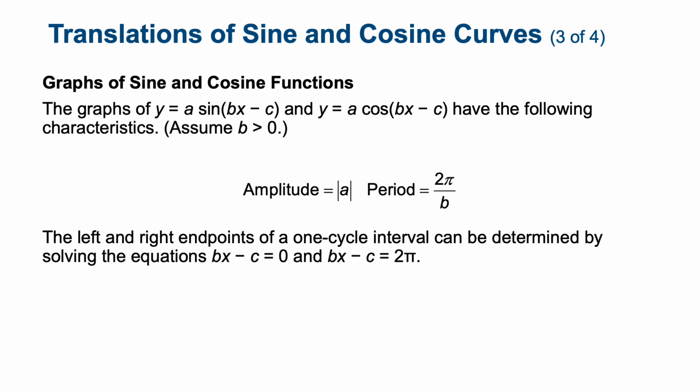So finally, we have that the graph of y equals a sine of bx minus c and y equals a cosine of bx minus c have the following characteristics, where a is the amplitude, the period is 2 pi over b, and it has a phase shift of c over b. Or you can think of, what are the left and right endpoints? Just let the argument, whatever's inside the parentheses of sine, be equal to 0 on one side, and the other side equal to 2 pi, to find the endpoints. And then to find the other points, just divide by 4, or divide it in half and then half of that, however you want to do it.